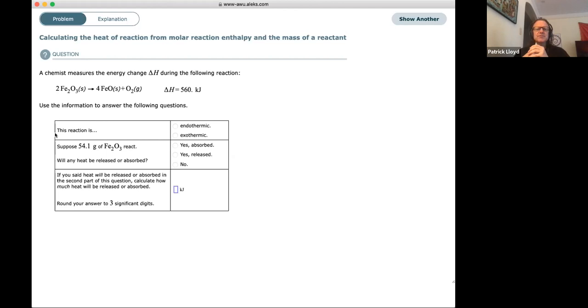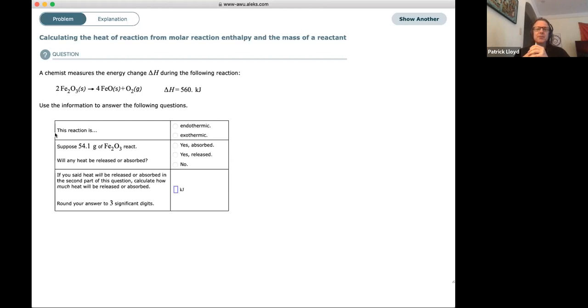So use the information to answer the following questions. One: is the reaction endothermic or exothermic? And then they give you a mass, 54.1 grams of Fe2O3 react. Will any heat be released or absorbed? And then if you said that heat will be released or absorbed, how much? Calculate how much heat will be released or absorbed, and then round it to 3 significant digits.